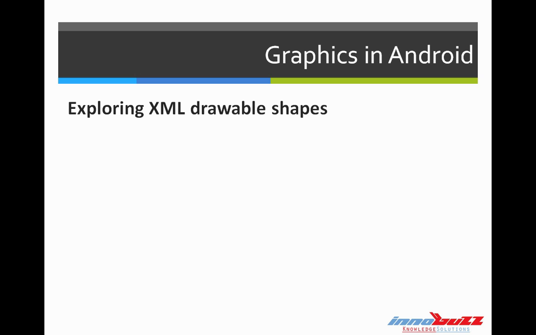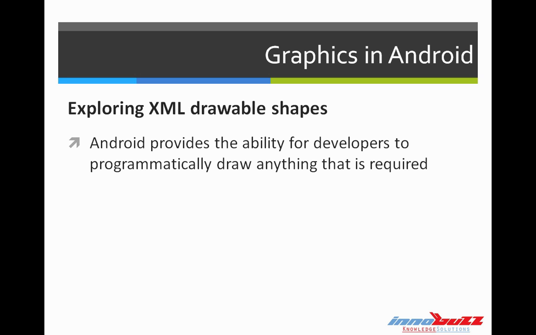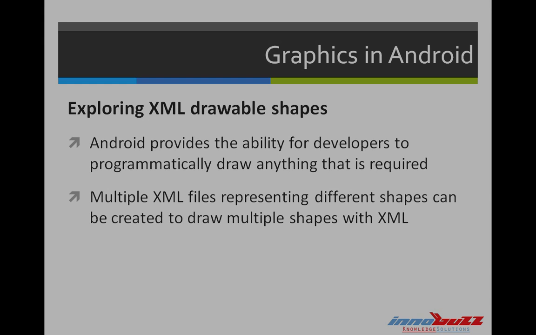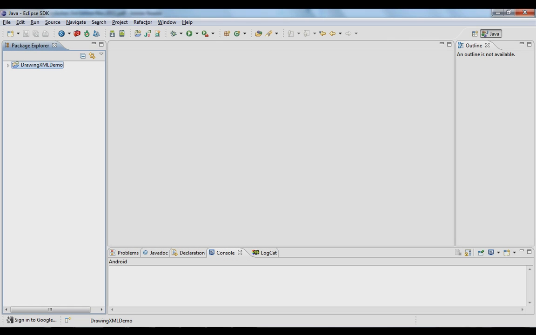Exploring XML drawable shapes. Android provides the ability for developers to programmatically draw anything that is required. Multiple XML files representing different shapes can be created to draw multiple shapes with XML, thereby resulting in composite drawings. Now we will see a demo of exploring XML drawable shapes in Android. For this demo, we will reuse the same project which we used for the drawing XML demo.